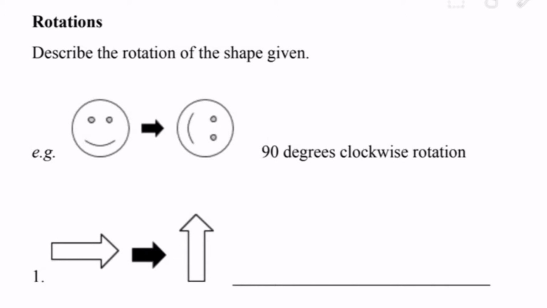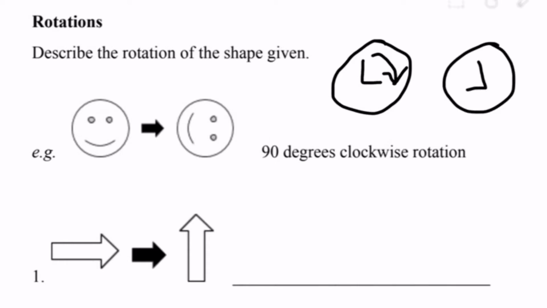So it's asking us to describe the rotation of the shape given. As you can see with the smiley face in the example, the smiley face rotated sideways to the right, so that's 90 degrees clockwise rotation. And if you don't know the difference between clockwise and counterclockwise, when you look at a clock, the hands of the clock move this way, but counterclockwise would actually be the opposite. The times would be moving this way.